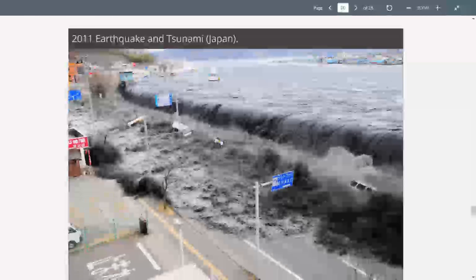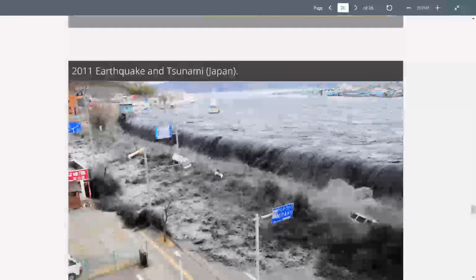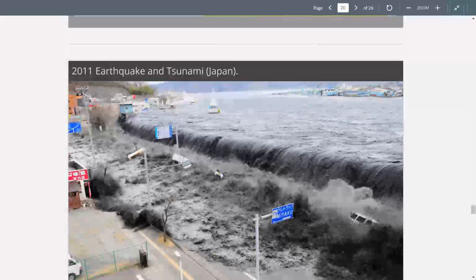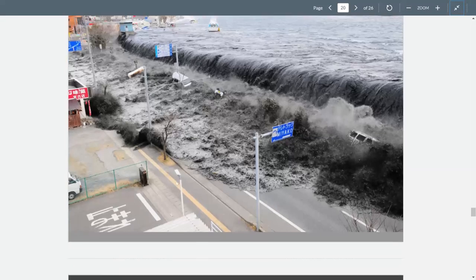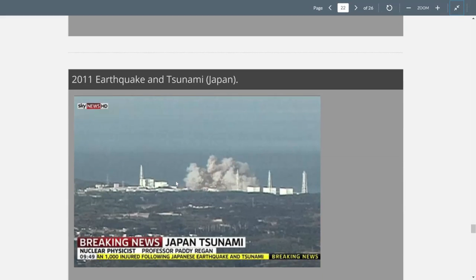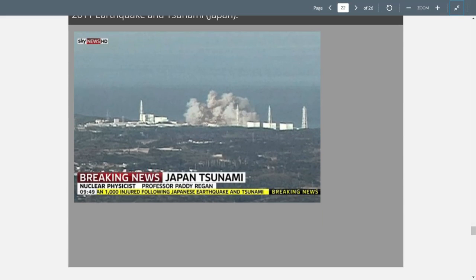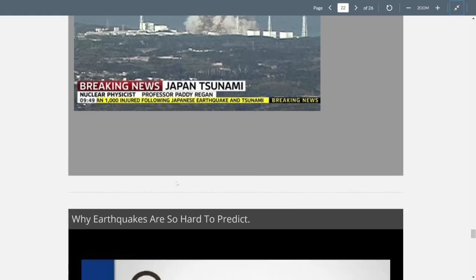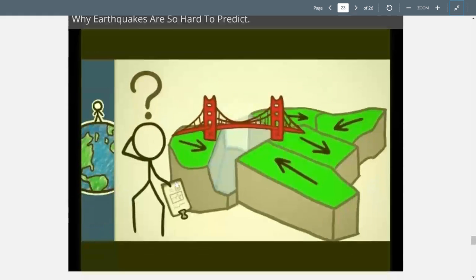It's not only a tidal wave, it's the entire ocean that comes in and it doesn't stop. Here is unfortunately the plant. Here is the nuclear plant that unfortunately released a lot of emissions.